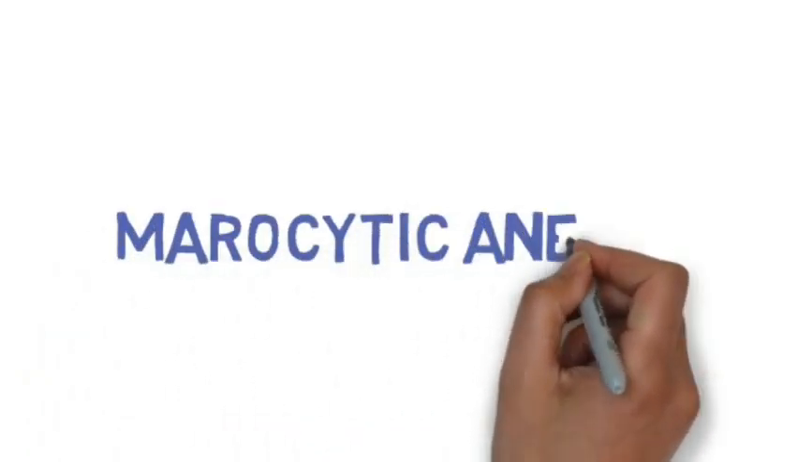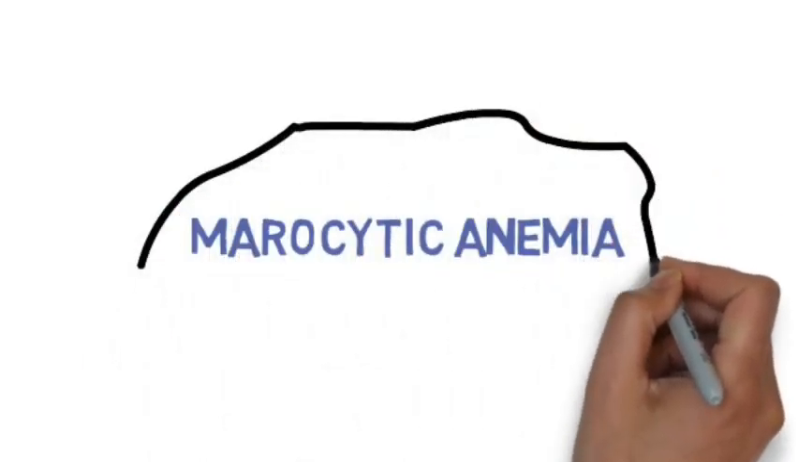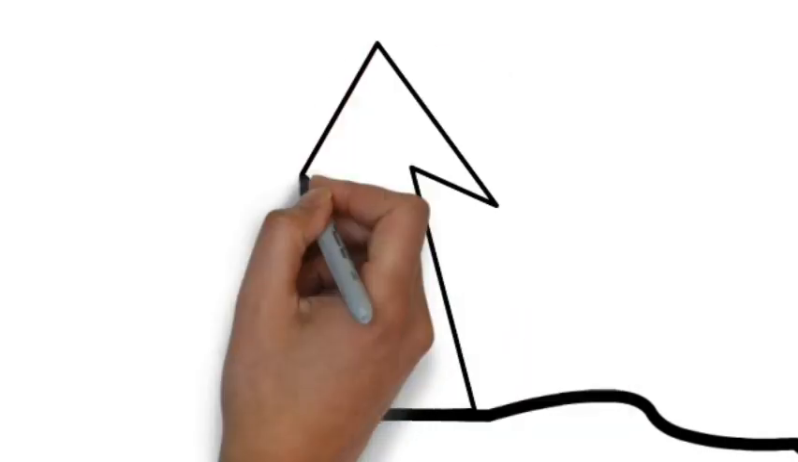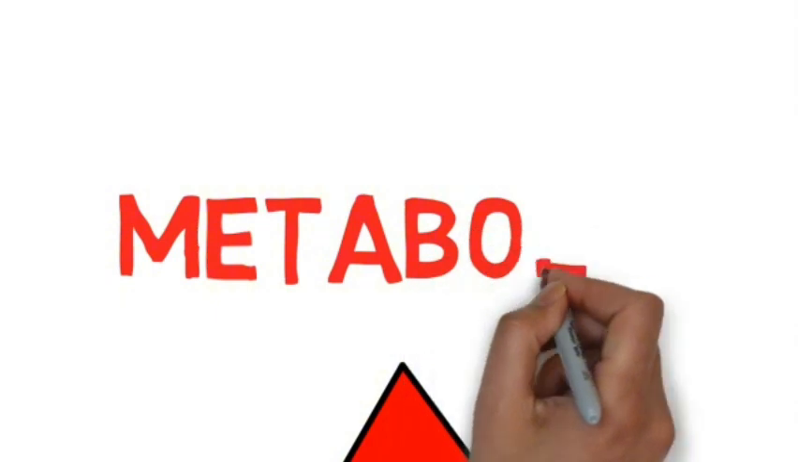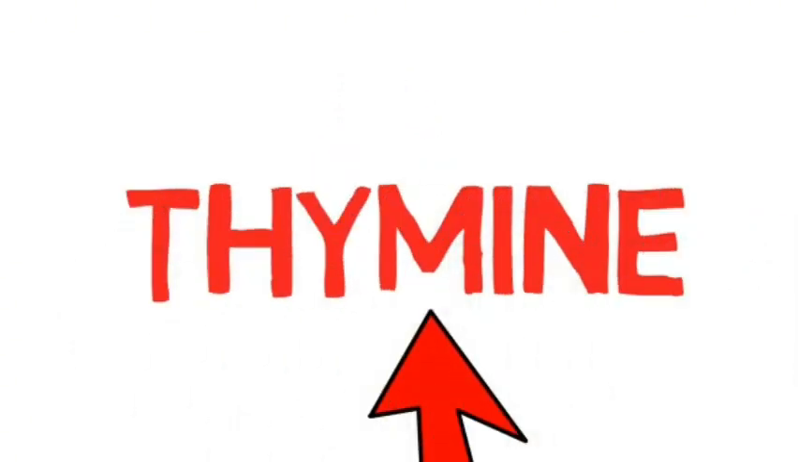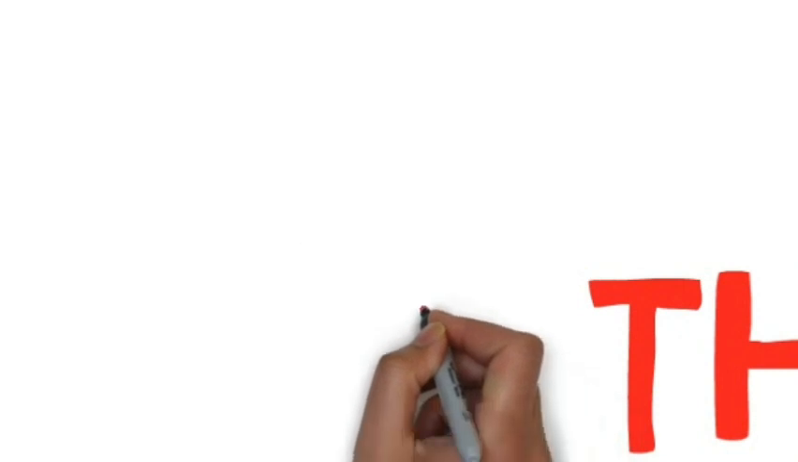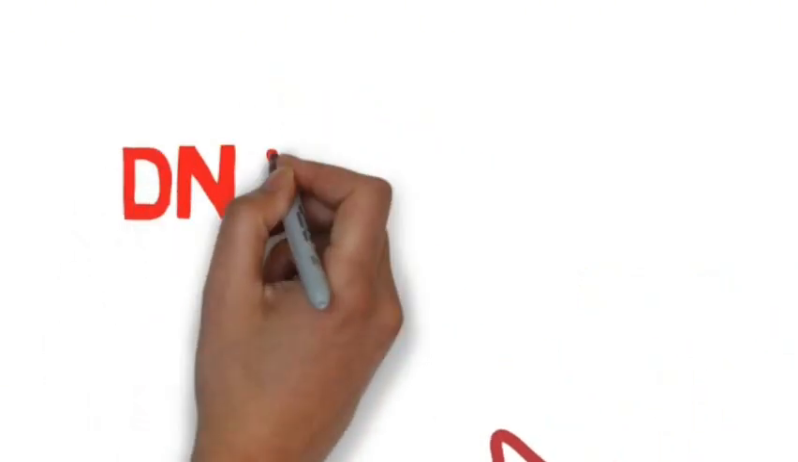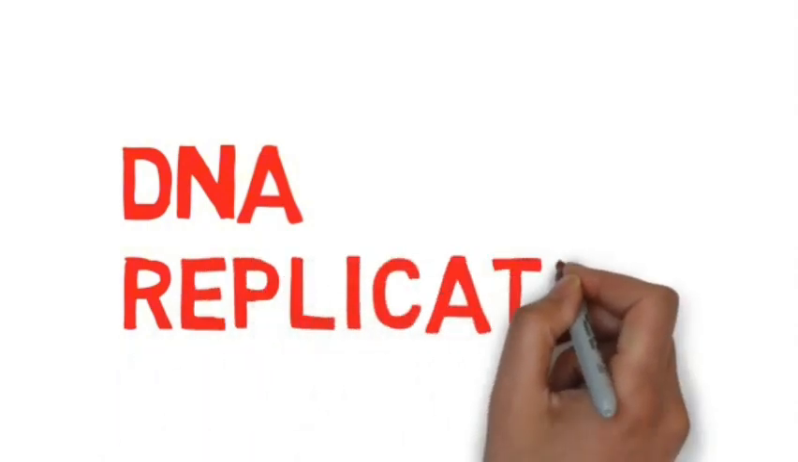Macrocytic anemia, or megaloblastic anemia, happens because of a decrease of folic acid or B12, and this happens due to a metabolic error or defect that leads to inadequate biosynthesis of thymidine. Thymidine is one of the building blocks of DNA. A thymidine decrease will lead to a decrease in DNA replication.